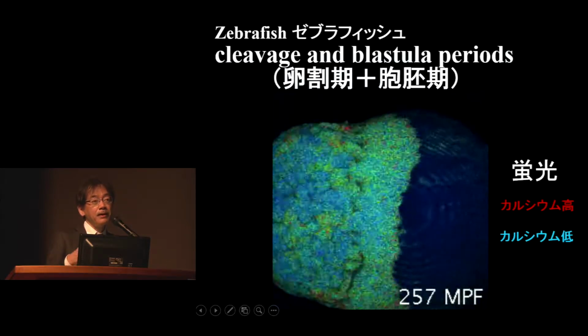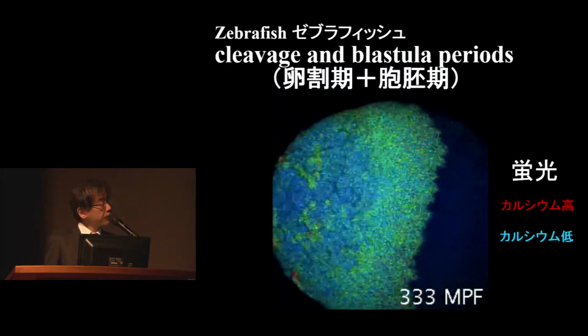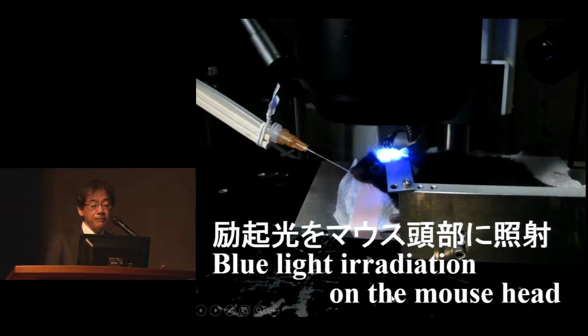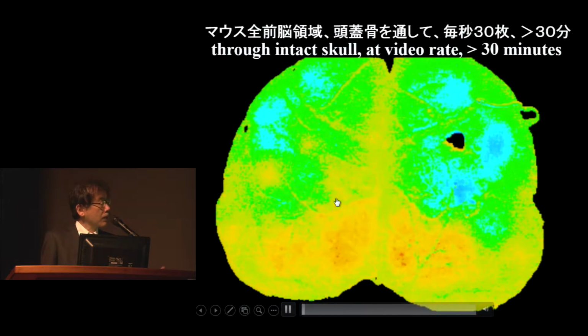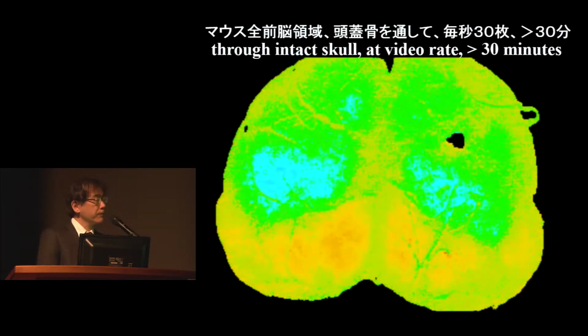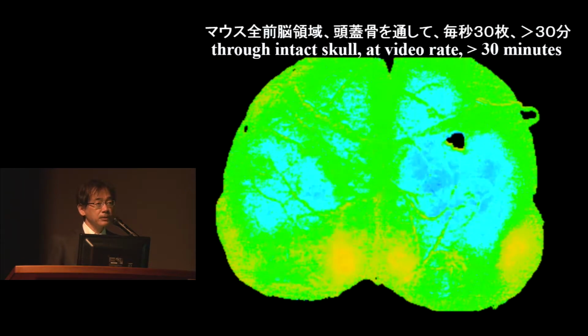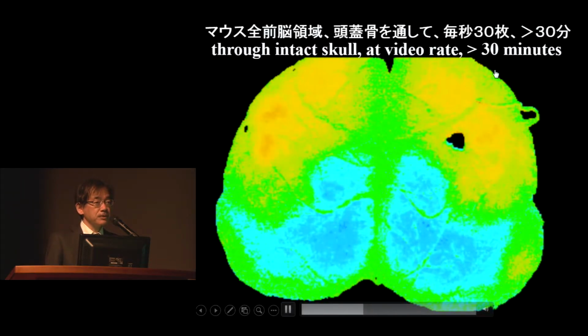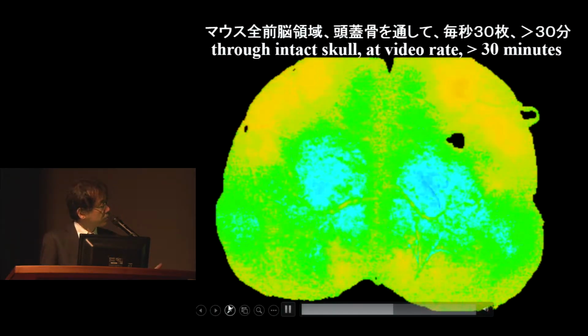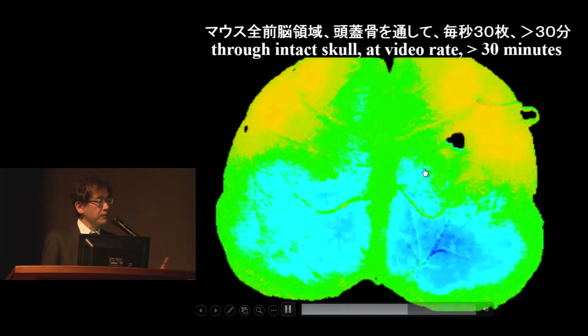Okay. So now I'd like to change the animal from fish to mice, and in the mouse brain, cerebral cortex, we genetically placed chameleon in the excitatory neurons. Okay. And we shine the excitation light on the mouse head to look at the calcium readout. Okay. So these calcium signals are coming from the entire cerebral cortex, and these signals reflect the spontaneous neuronal activities, and those activities are composed of multiple oscillations with different frequencies.